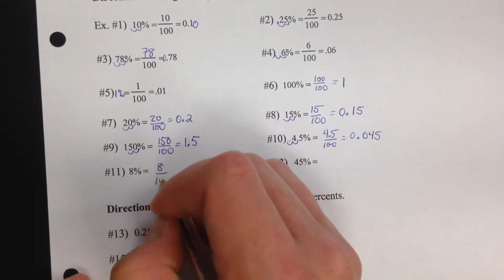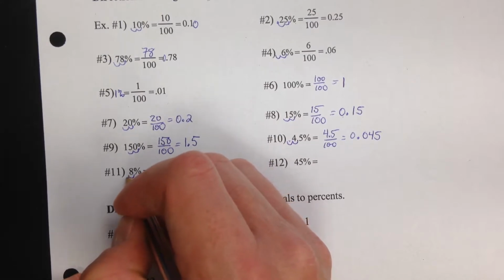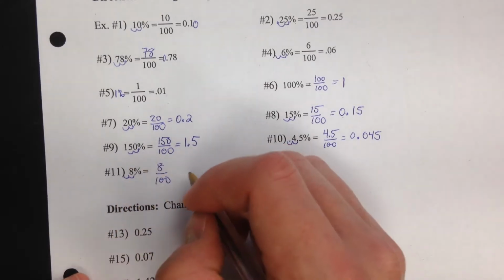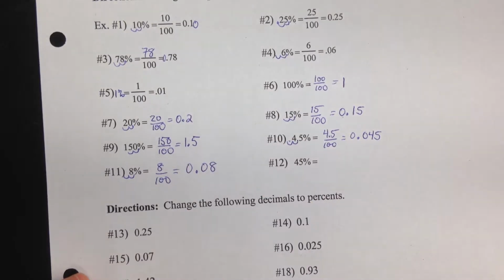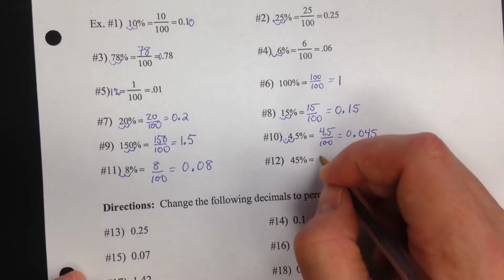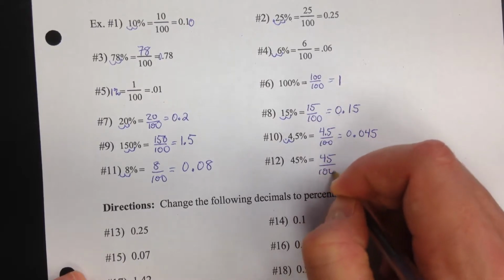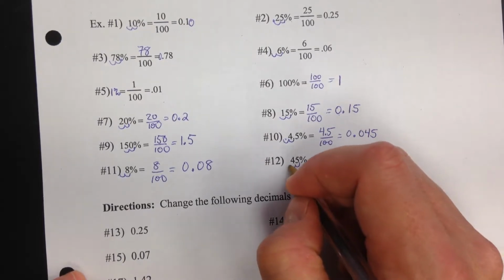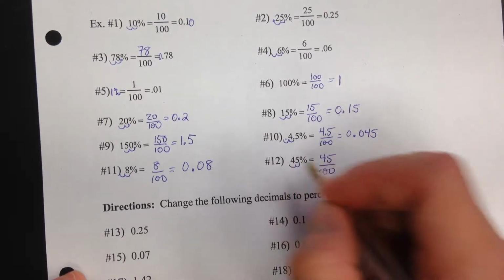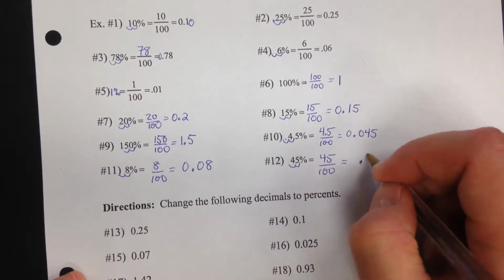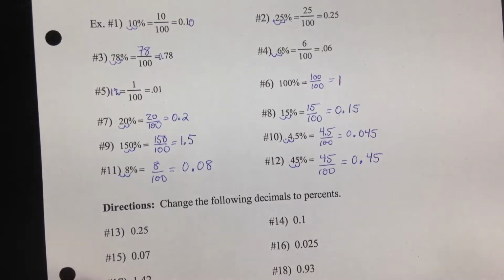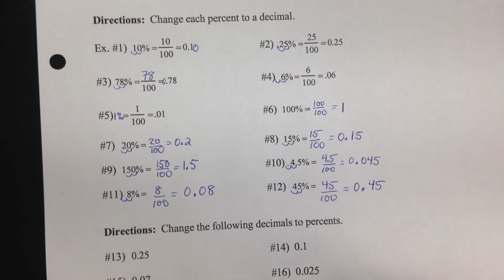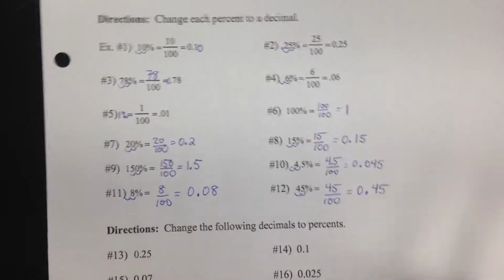8% is 8 over 100. Shift the decimal 2 places, and that's 0.08. And then 45% is 45 over 100. Percent means over 100. And shift the decimal 2 places, and we have 0.45. Okay? So you can convert percentages to decimals, just shift the decimal 2 spaces.